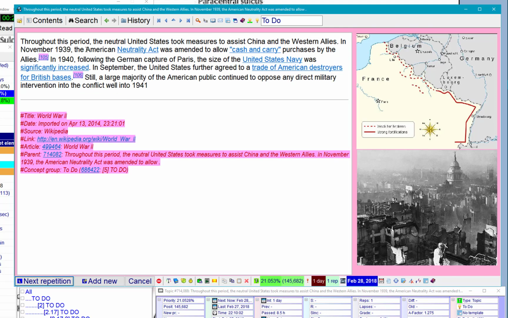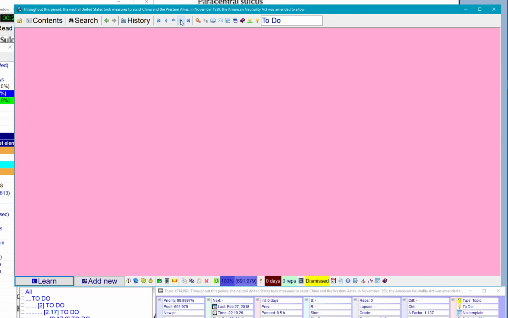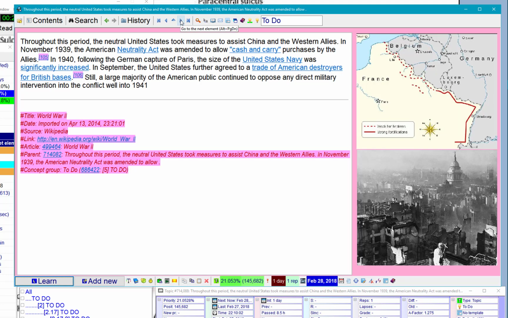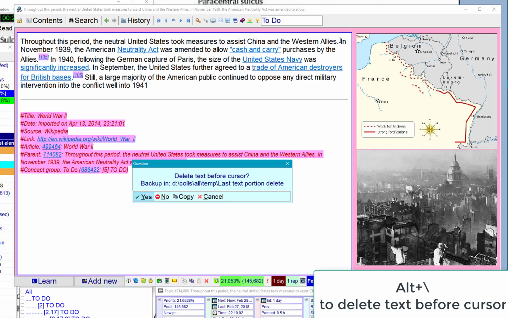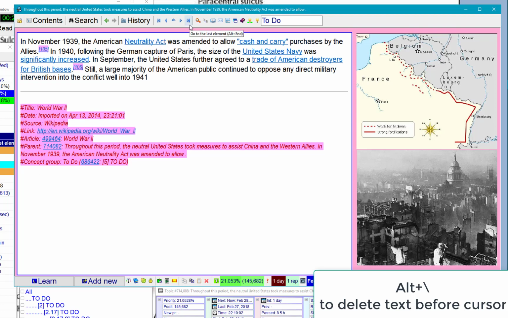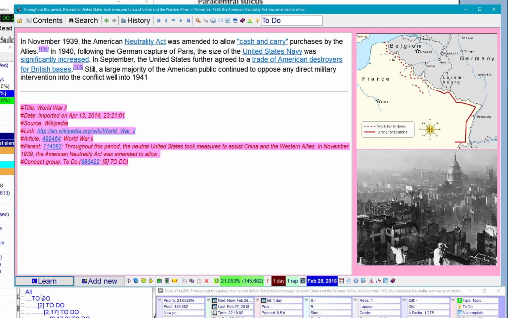Okay, next. Throughout this period, the neutral United States, throughout which period? We need context for that. Probably the main beginning of the war. We don't need that, so we can do Alt, backslash, delete the text. In November 1939, the American Neutrality Act was, okay, some other time. Let's go.